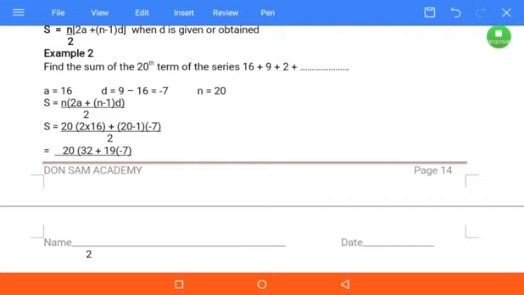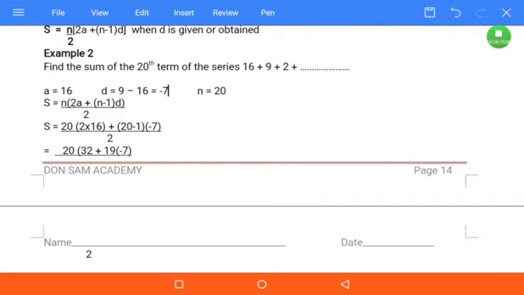So you do 2 minus 9 to give us minus 7, or you do 9 minus 16 to still give us what? Minus 7, because a smaller number minus a bigger number gives us a negative. So d is minus 7. Now n is 20. I explained to you because it said find the sum of the first 20 terms.